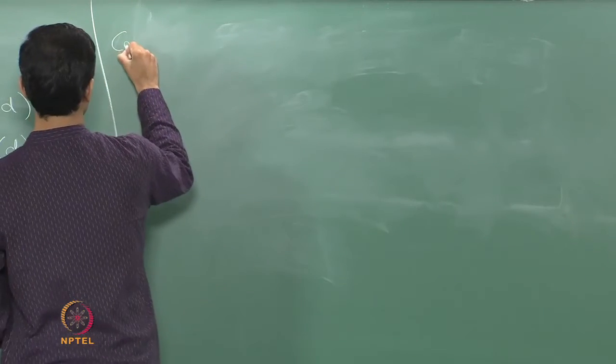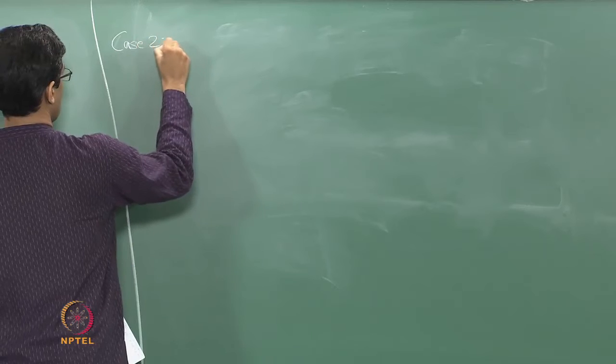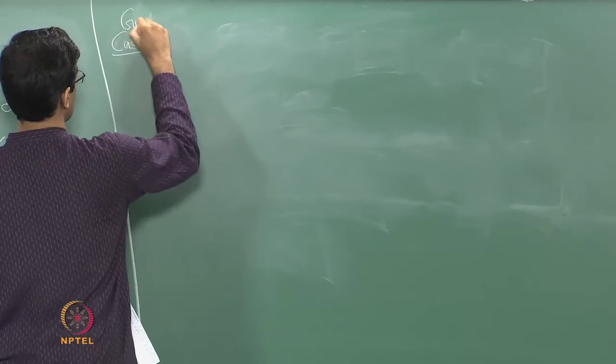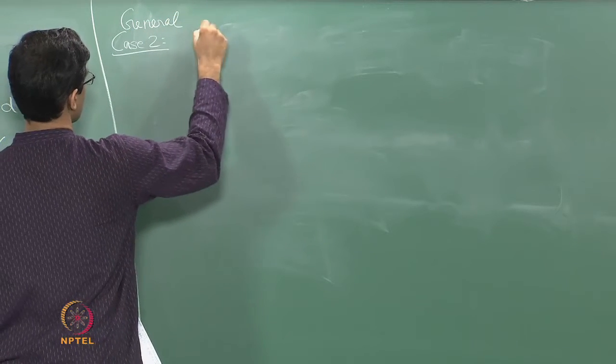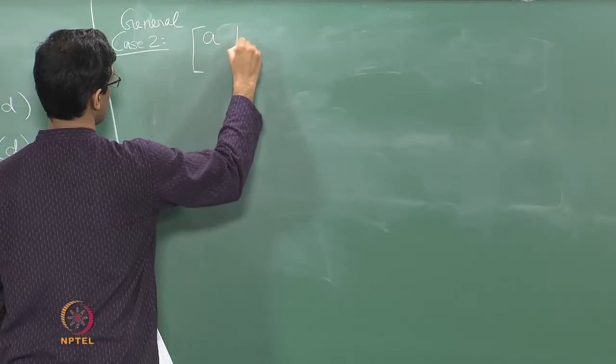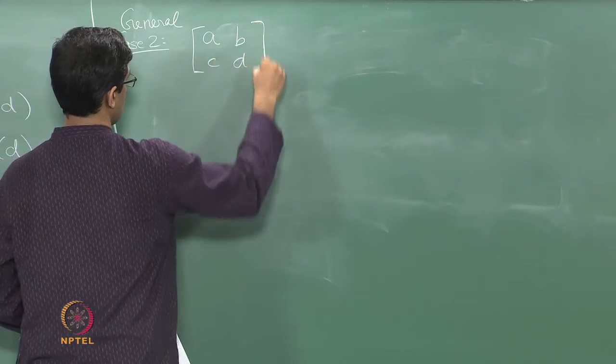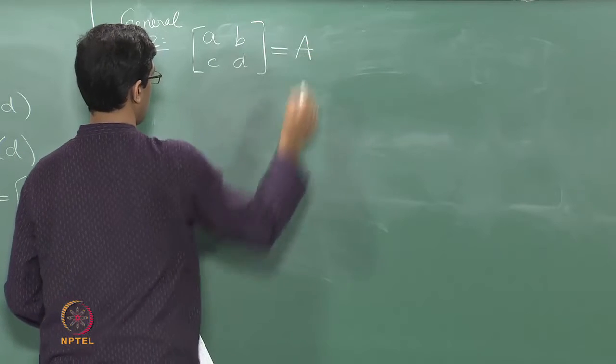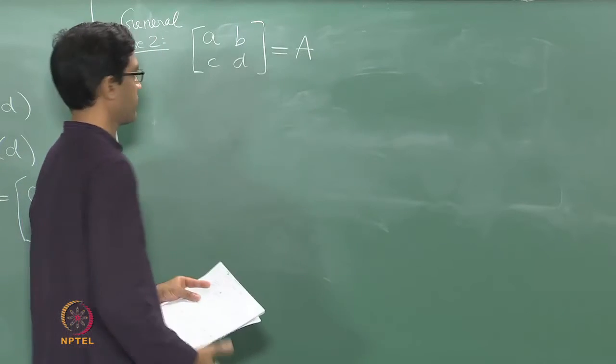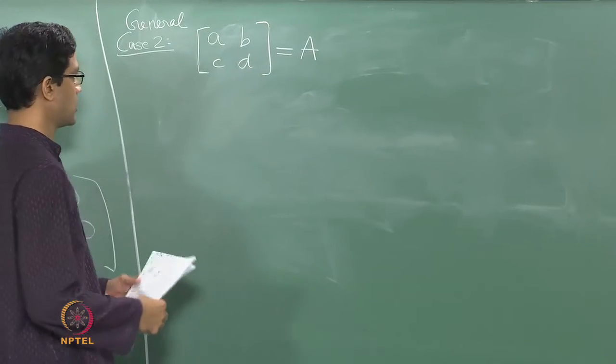So let us say case 2 is, well, this is just the general case, it also subsumes case 1 if you wish. So [a b; c d], that is your matrix A. So the question is, can I find a polynomial f? Okay, so let us do the following.